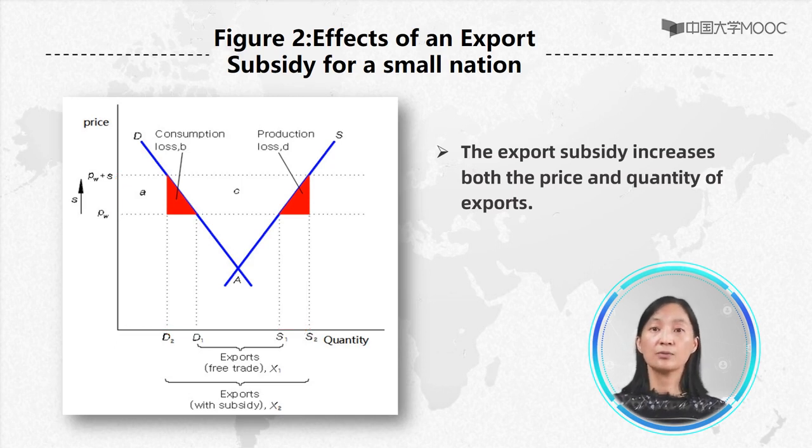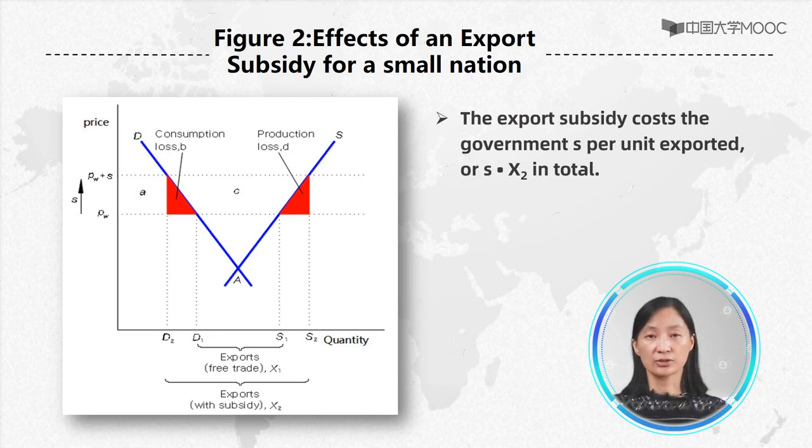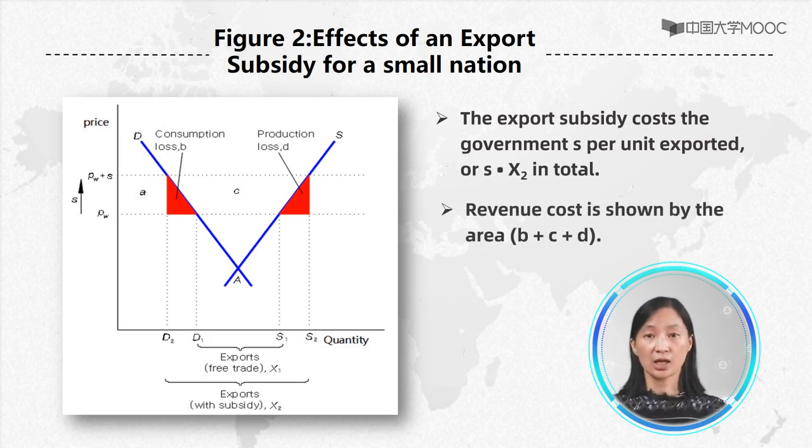The rise in home price lowers consumer surplus by the amount A plus B. On the other hand, the price increase raises producer surplus by the amount A plus B plus C. Finally, we need to determine the effect on government revenue. The export subsidy costs the government S per unit exported, or S times X2 in total. That revenue cost is shown by the area B plus C plus D.